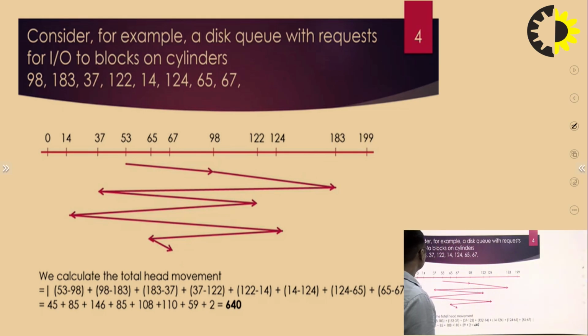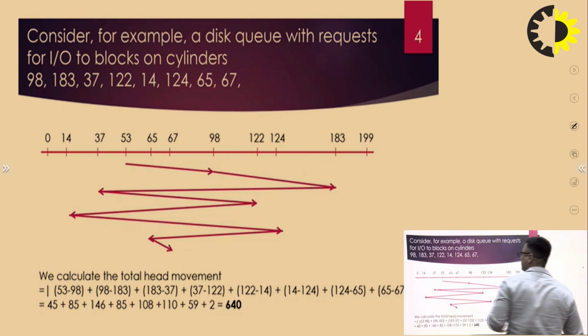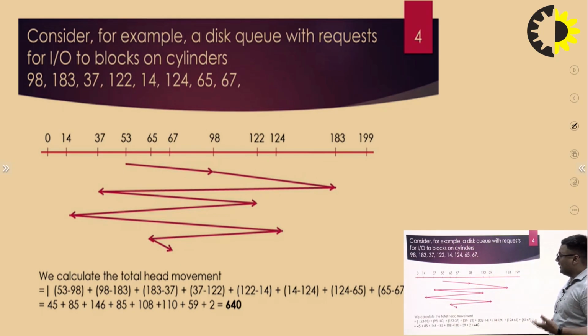At position 98 different data is available. In this example, the requirement is data at position 98, 183, and 37. So these are the given locations of data. Through FCFS, we find the seek time, basically the head movements, which is also called the seek time.